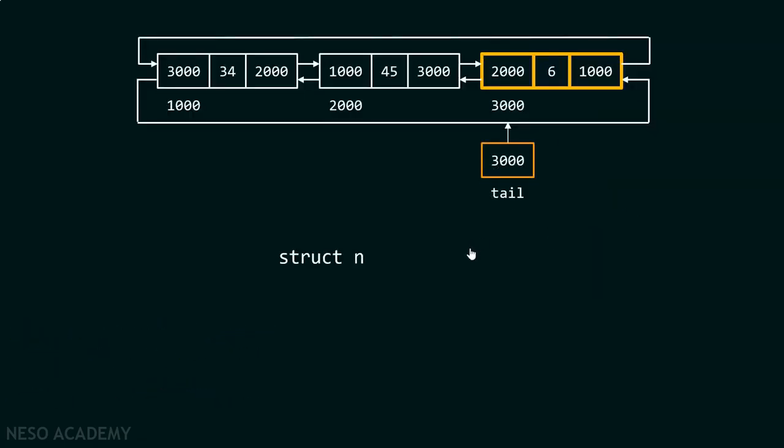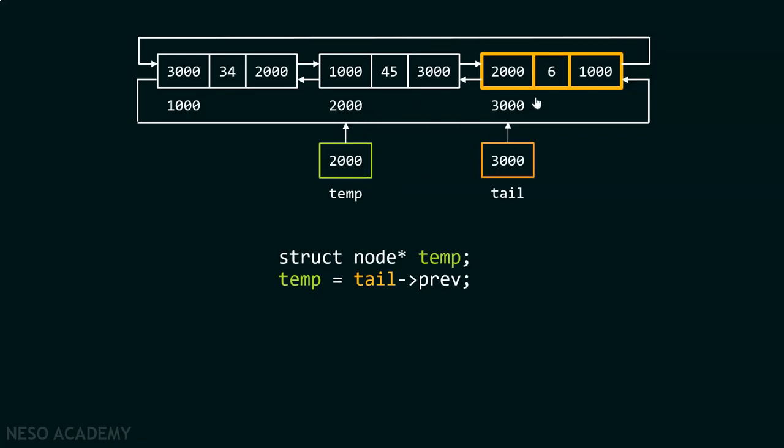For this purpose, first we will declare a temp pointer. Then we will assign tail prev to it. Let me tell you, this time we will assign tail prev to it so that it can point to the node just before the node we want to delete, that is the last node of the list. We want to keep a temp pointer to the second last node of the list.